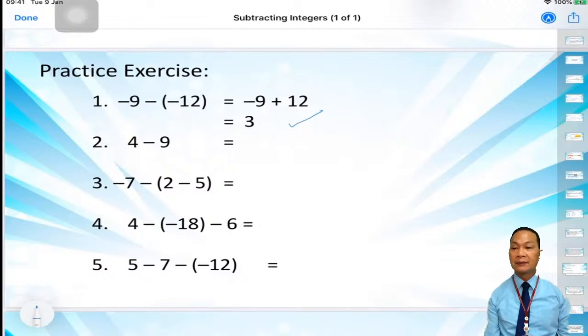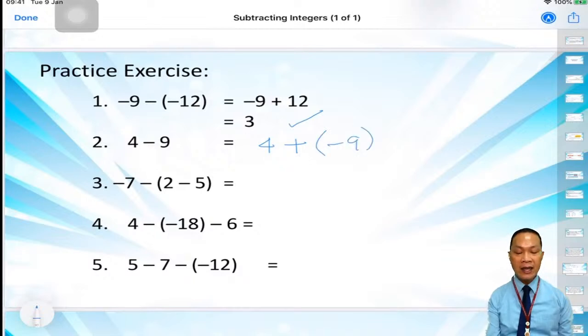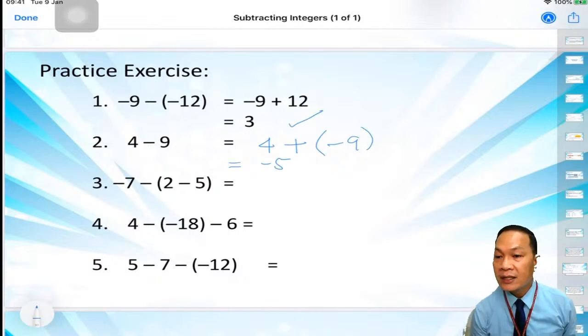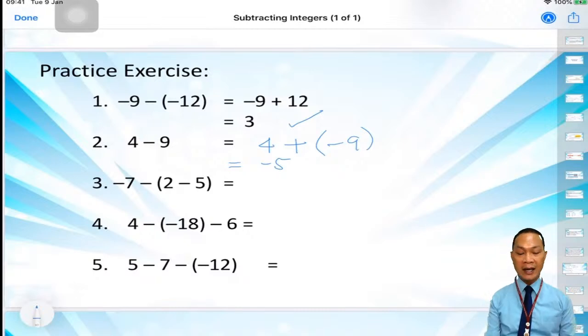Number 2. What do you think is the answer for number 2? 4 minus 9. If you were going to use the rule, we have 4, your 9 here is positive, and minus, we have to add the additive inverse of positive 9, which is negative 9. So the answer is negative 5. Some answered 5, some answered negative 5. Okay, the answer is negative 5.